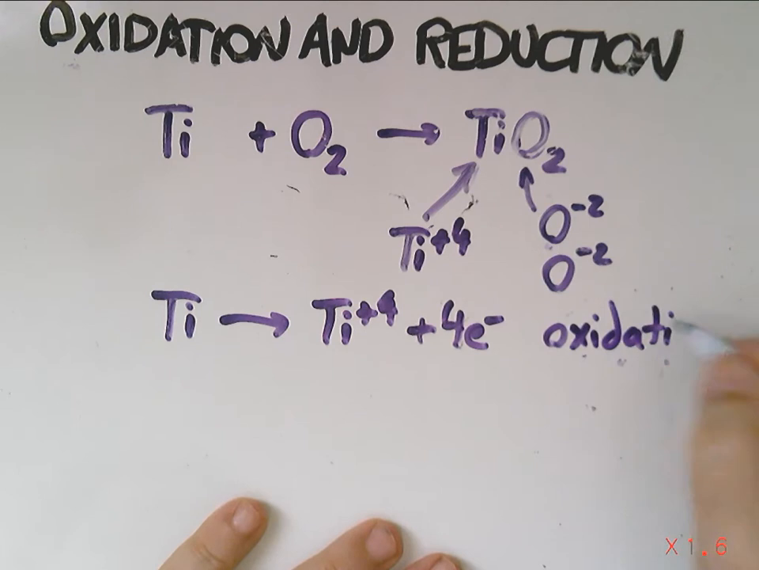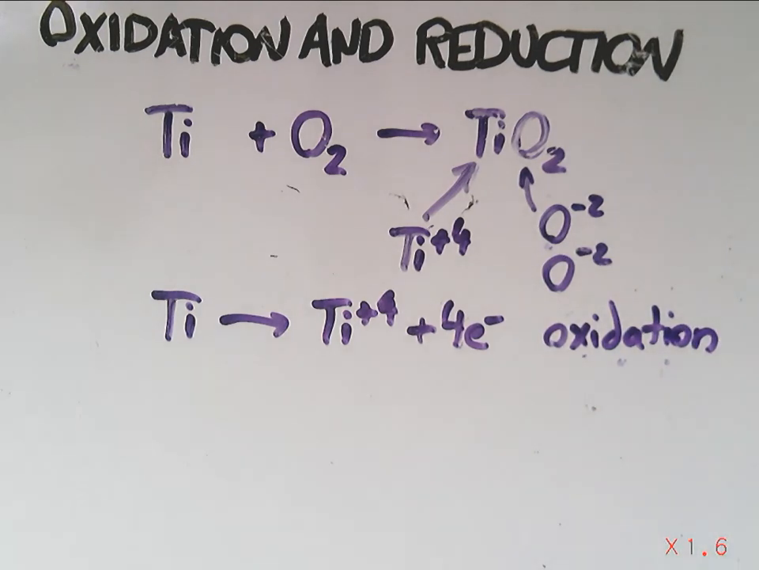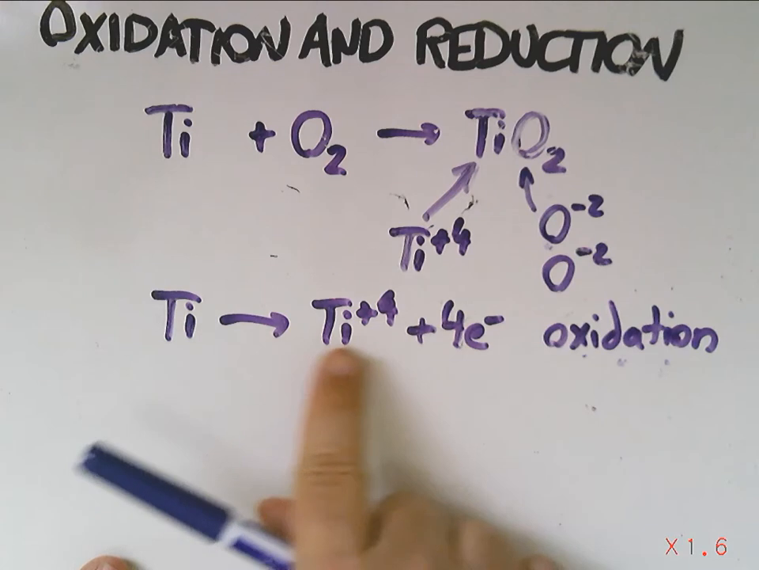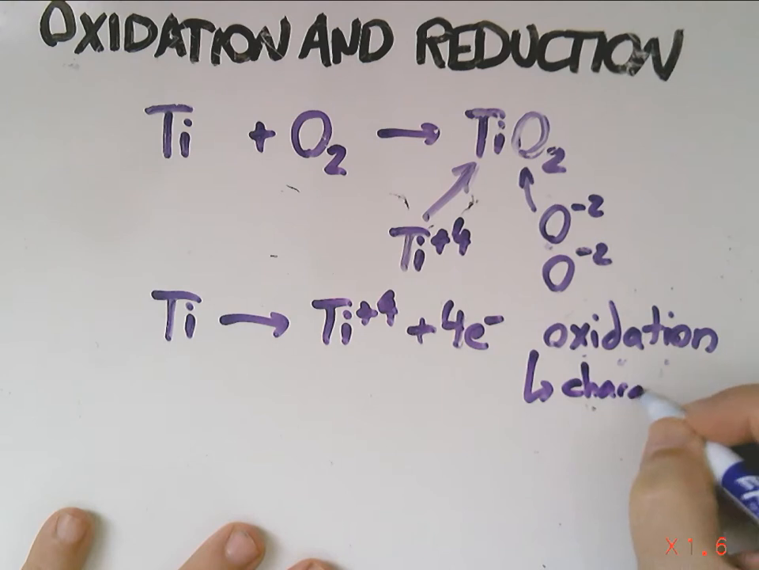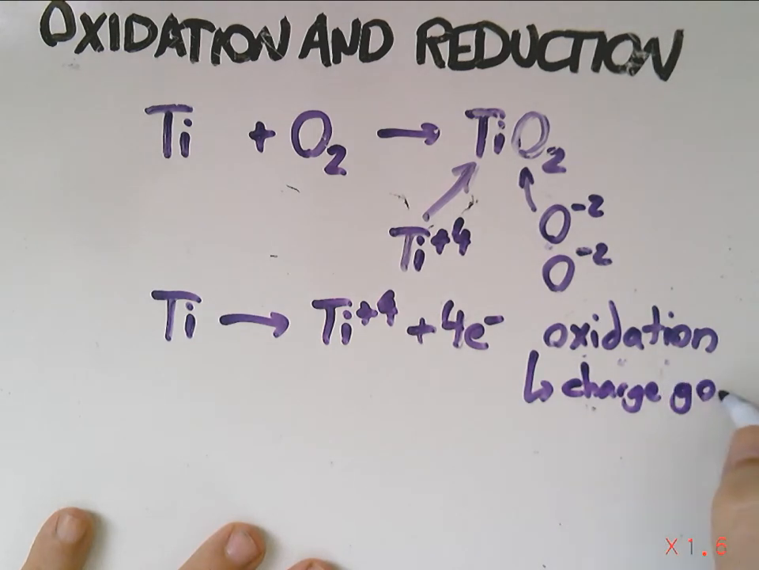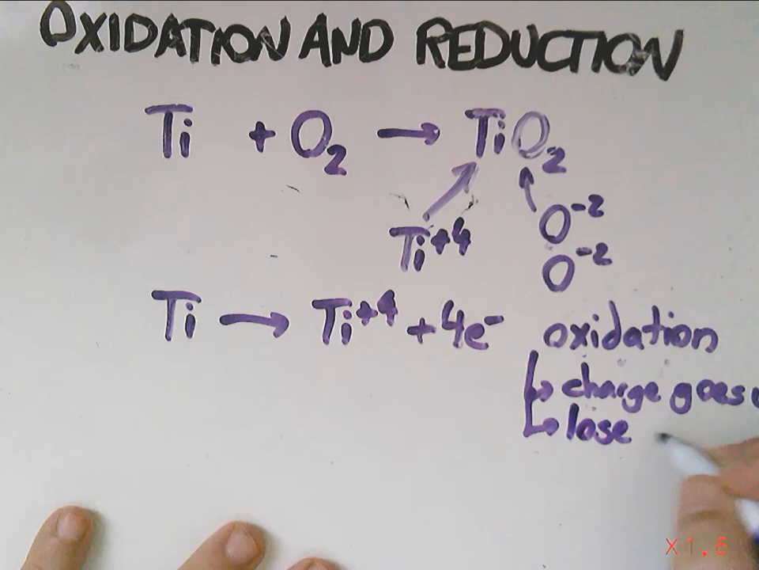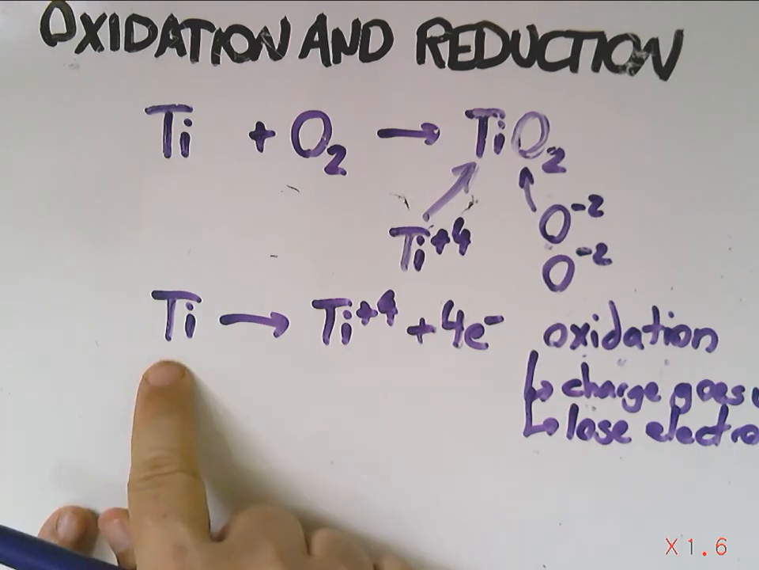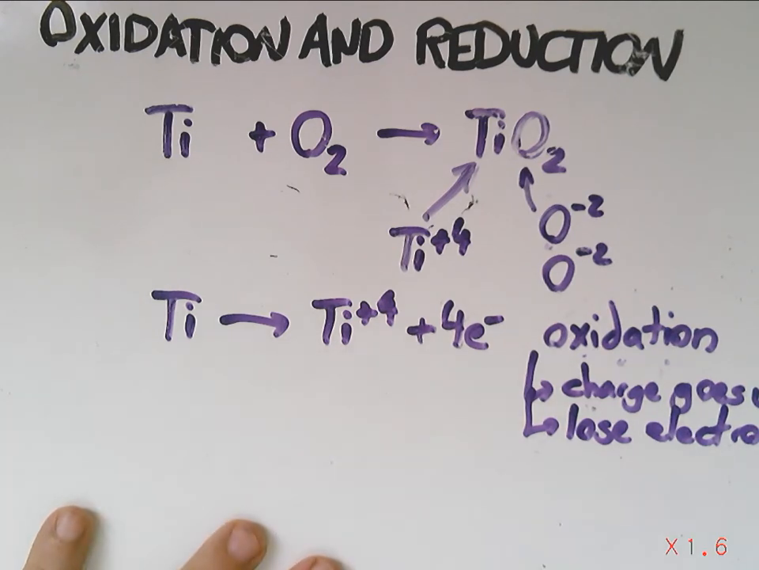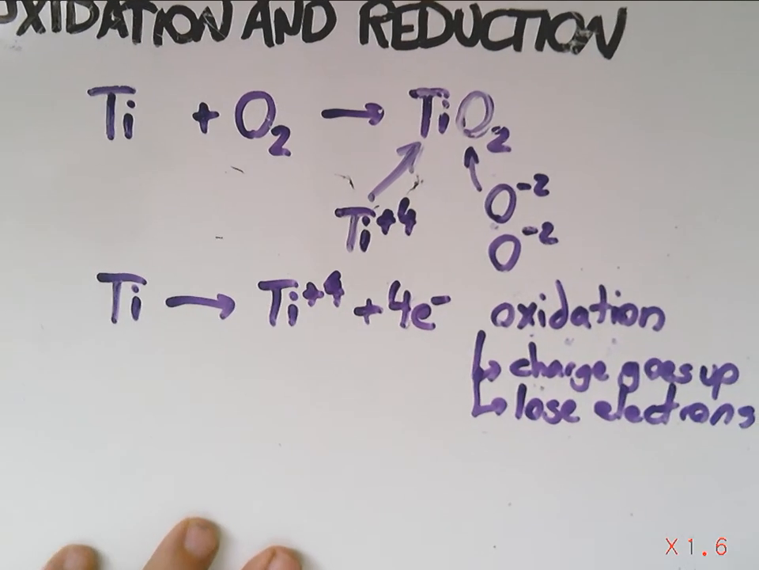We did this before, but it helps to go over it again. Oxidation is when the charge goes up. And it's also when you lose electrons. So for this titanium, its charge goes up when it reacts. It also loses 4 electrons. So that's how I can recognize that this is an oxidation that I have here.